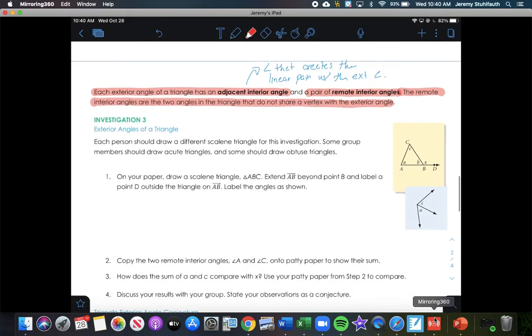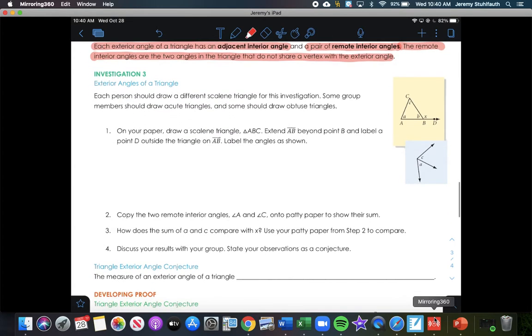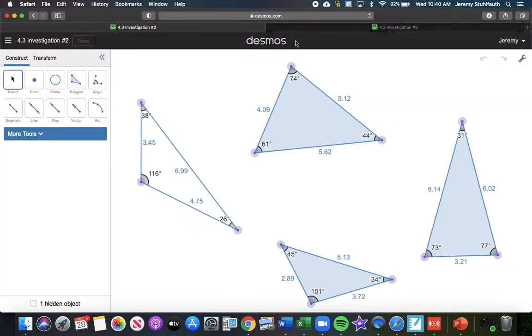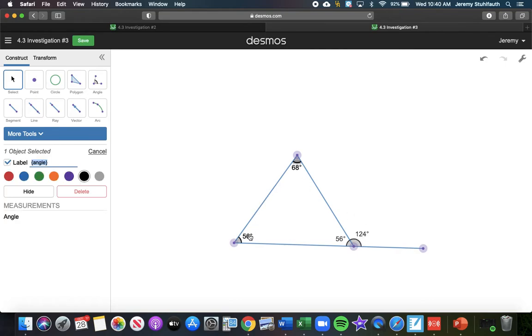Okay? So there is a relationship between some of the angles and your exterior angle. And what we want to do is take a second to figure that out. So we could walk through this investigation, but instead of doing that, we're going to take a second to look at it on Desmos. So if we jump over here, we have a triangle right here with an exterior angle created with this angle down here that's 56 degrees. So 56 plus 124 gives us that linear pair of 180 degrees. And what I want you to do is see if you notice a relationship between this angle, that's 124 degrees, and these two angles. So if you look at this, 68 plus 56, if you added those together, you would get 124.